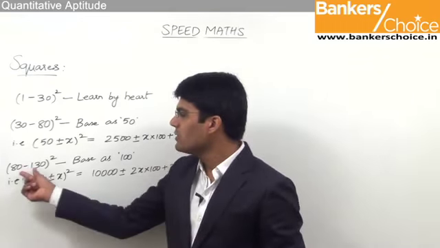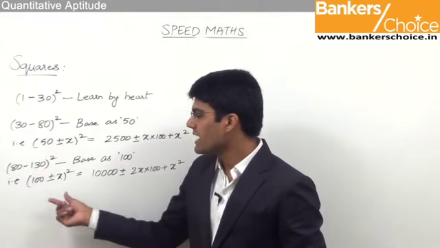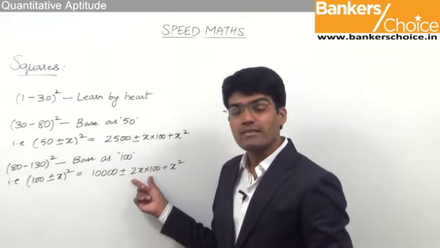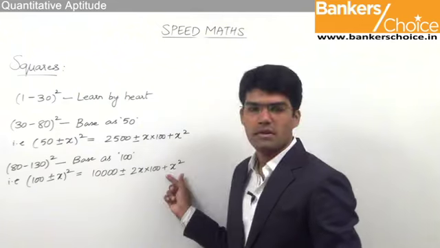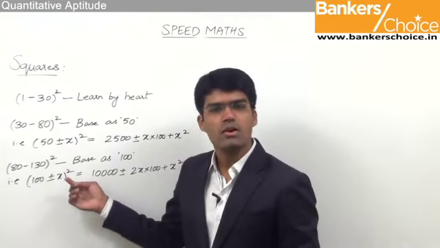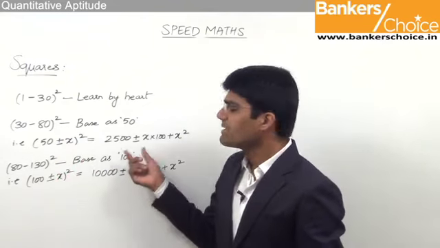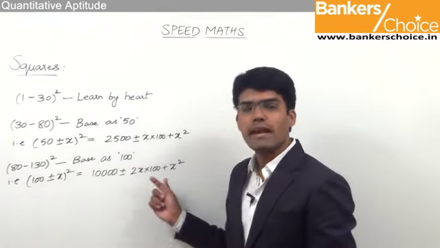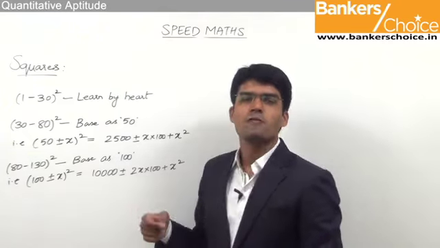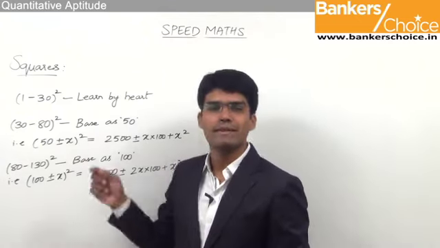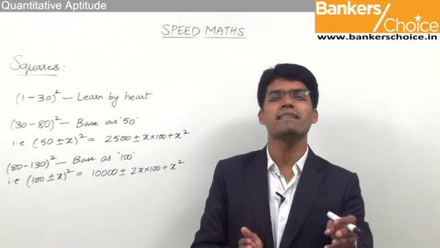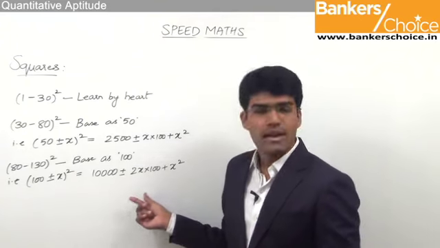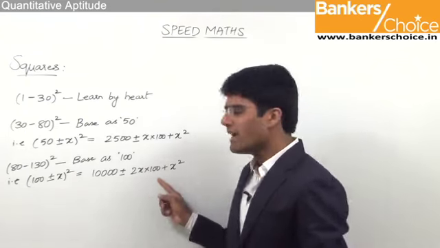And for anything from 80 to 130, the base should be considered as 100. So that becomes 100 plus or minus x whole square. So the first term will be 10,000. The second term will be plus or minus 2x into 100, plus x square. And likewise, if you have to find squares of numbers more than 130, what we can do is consider the base as 150. So you just try to write 150 plus or minus x whole square and understand what the three terms will be. For example, 144 square is beyond 130. So that should be taken as 150 minus 6 whole square. So again, the first term will be 150 square, that is 22,500, plus or minus 3x into 100, and plus x square.